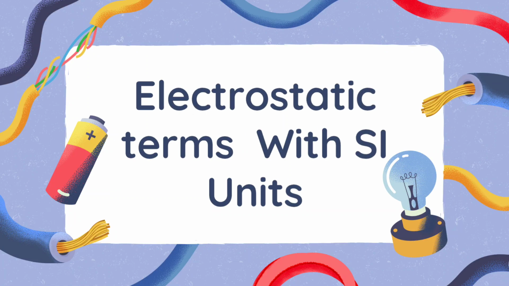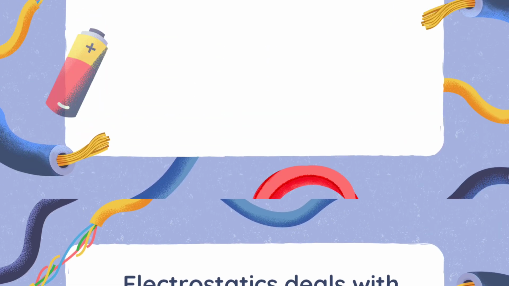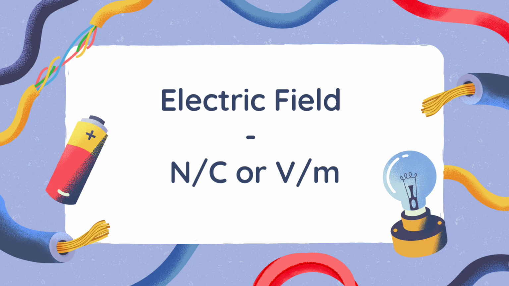Electrostatic terms with SI units. Electrostatics deals with static electric charges. So let's start with the SI unit of electric charge, which is Coulomb. SI unit of electric field is Newton per Coulomb or volt per meter.